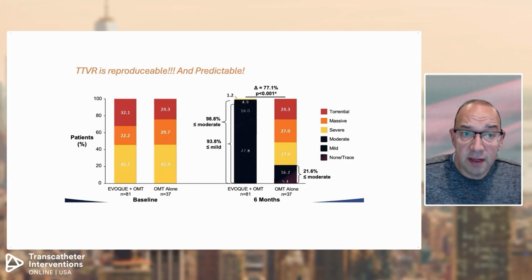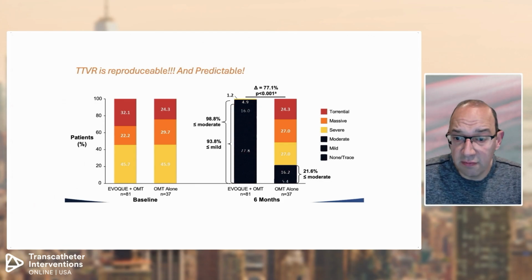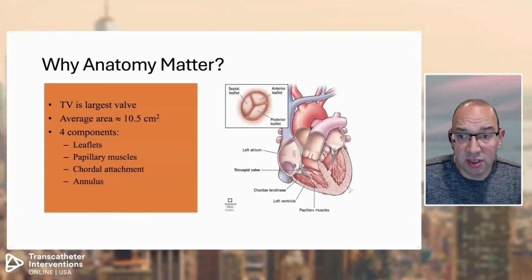On the other hand, TTVR, replacing the valve, has been reproducible and predictable, and if you look at data from TRISCEND, almost all patients who got an EVOQUE valve had almost complete elimination of tricuspid regurgitation.